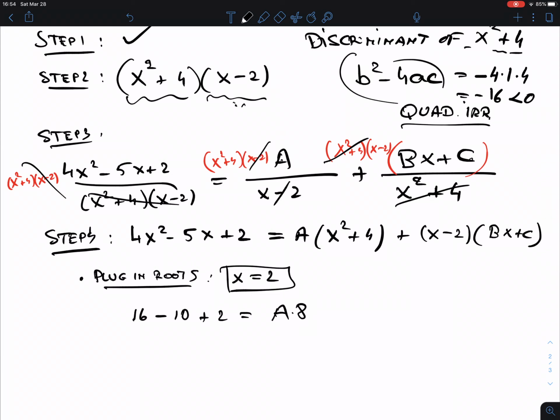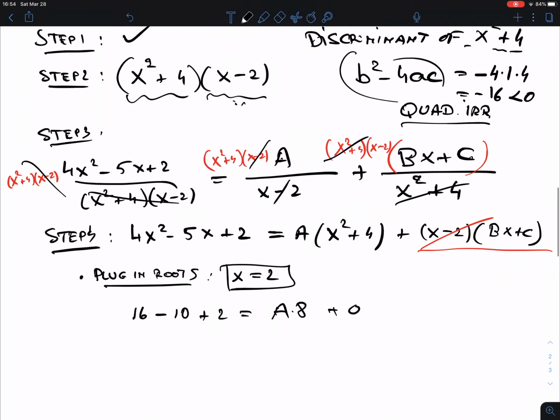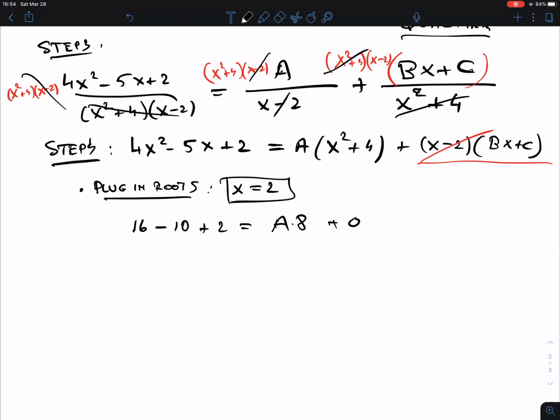8 times a. If I plug in 2 here, because I haven't factored out, I see immediately that this factor will be 0, so the whole product will be 0. So I get plus 0 here. Let me write it just for emphasis. So we have now 6 plus 2, so 8 is 8a, and there a is 1. Well, that's good. We have a. But there are no roots anymore. So now we have to plug in test points, random numbers, whatever you call them.